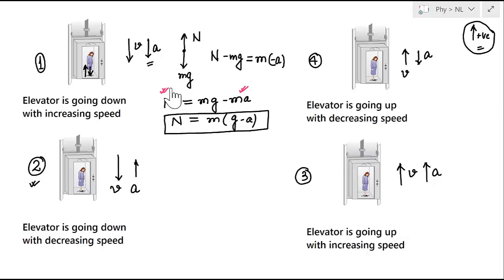So when the lift is coming down and accelerating in the downward direction, something like from the top floor, you will feel a little bit less weight of yourself. The apparent weight is less in this case.